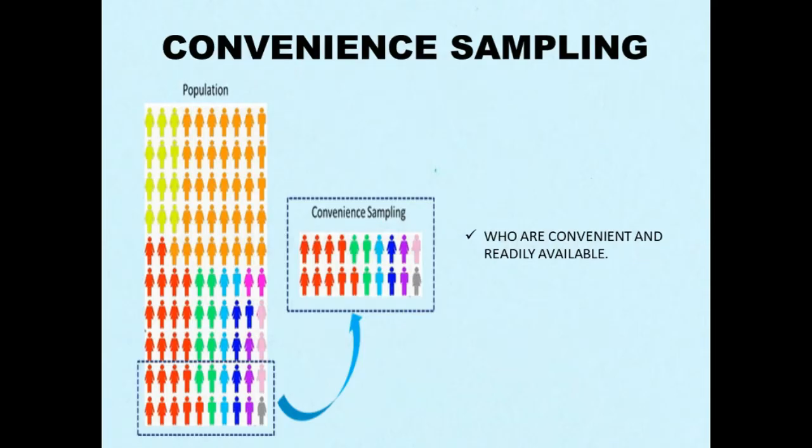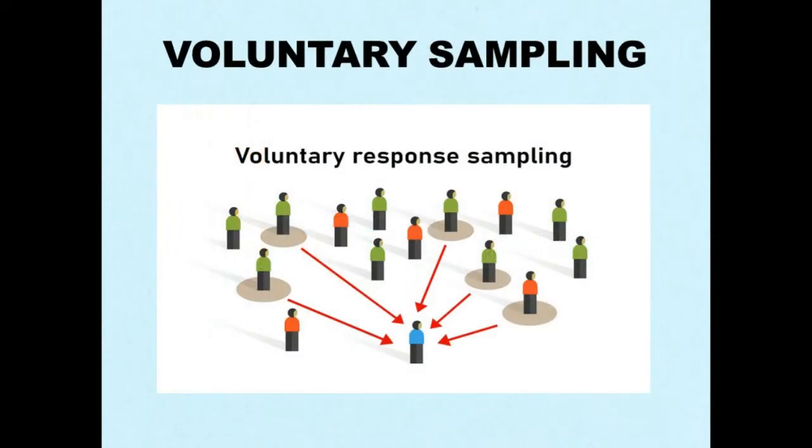From the word convenient, sila na mismo yung nangunguha ng kanilang respondents who are convenient and readily available. Yan yung ginagawa natin minsan. O ikaw na maging respondents, ikaw na, ganito, ganyan. Kasi ikaw yung mas malapit, ikaw yung available. Diba? Ikaw yung pwedeng maging respondents. Which is unfair.